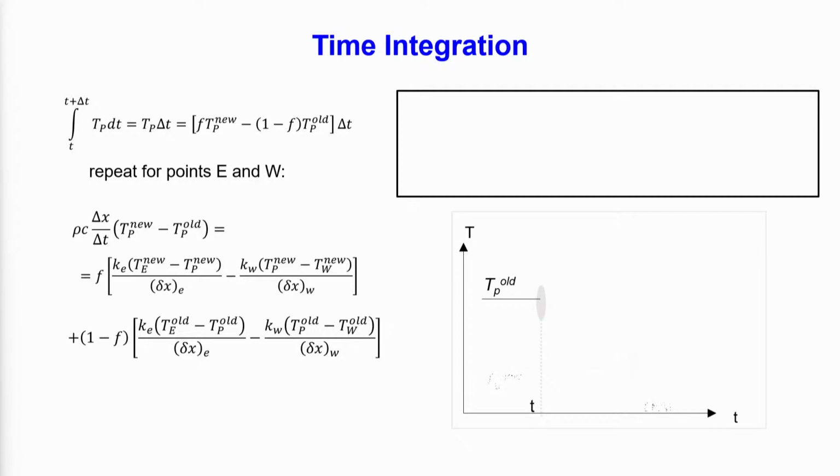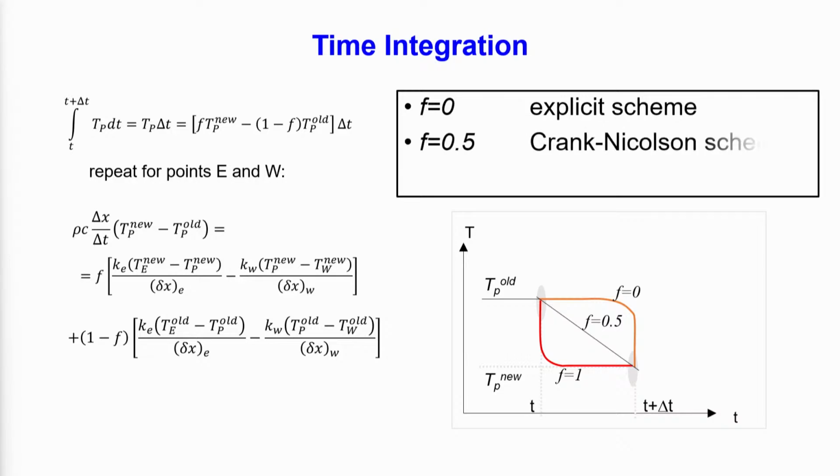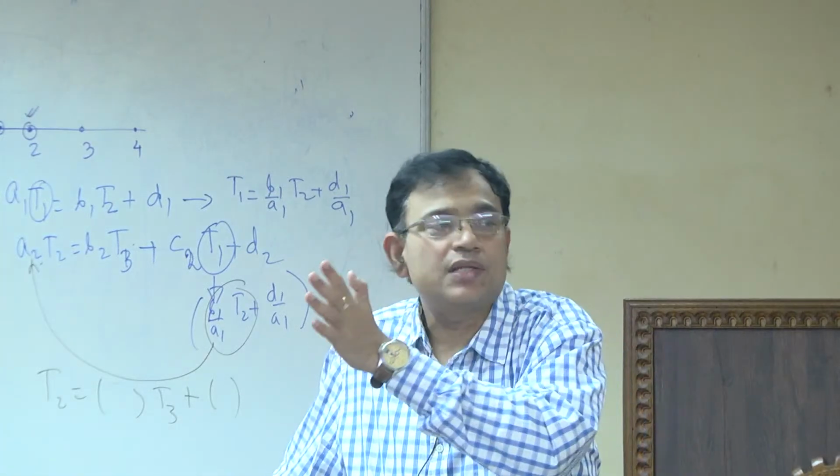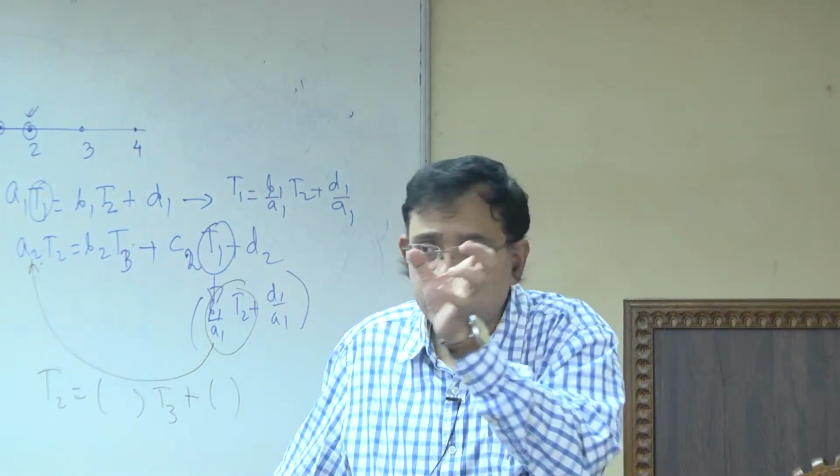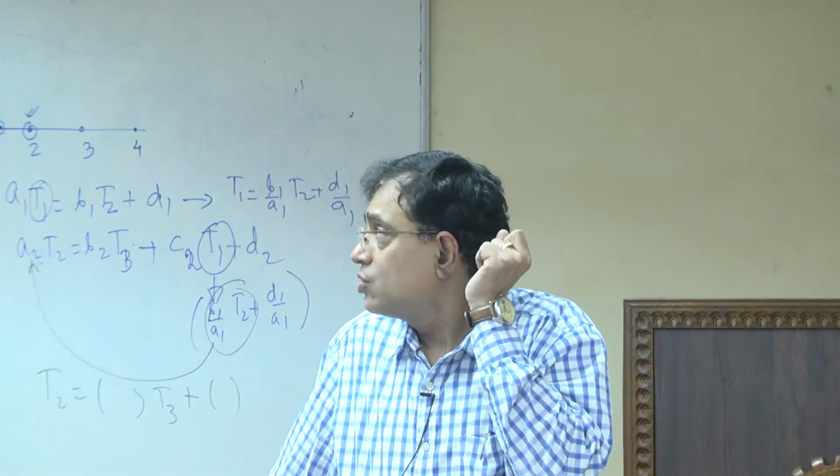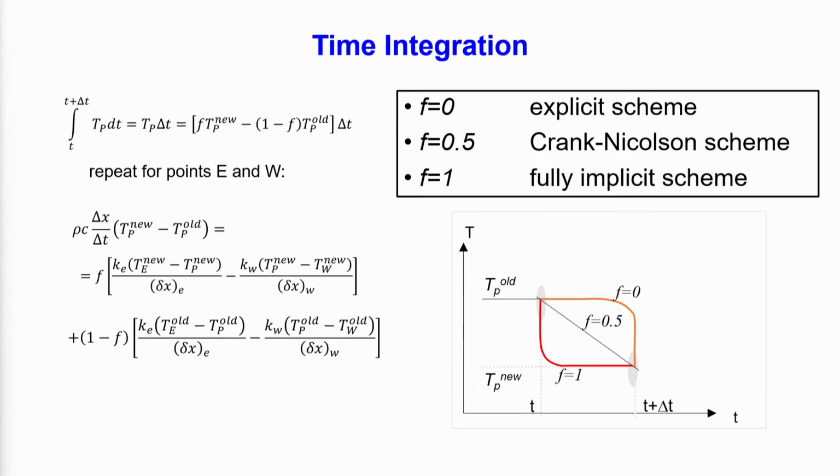This is what we call time integration. When you have a time integration, the outcome is that the temperature at that point will be dependent on the temperature at the beginning of the time step and the temperature at the end of the time step. These are the two discrete values. So we can write it as a weighted average.